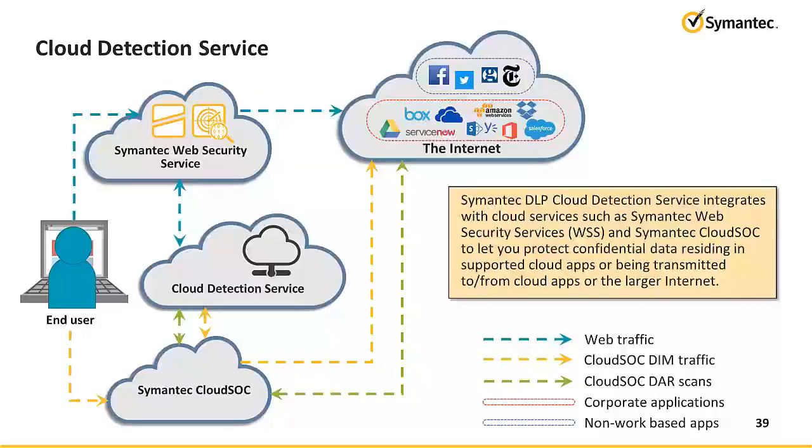The Cloud Detection Service is the cornerstone in ensuring that CloudSOC is able to know what DLP policies to look for and be able to receive feedback incident data. Cloud Detection Service is a prerequisite to integrating DLP policy with CloudSOC's ability to inspect data in motion to or residing on cloud applications. In addition to CloudSOC, Cloud Detection Service integrates with other cloud services such as Symantec Web Security Service, or WSS. These services let you protect confidential data residing in supported cloud apps or being transmitted to or from cloud apps or the larger internet.